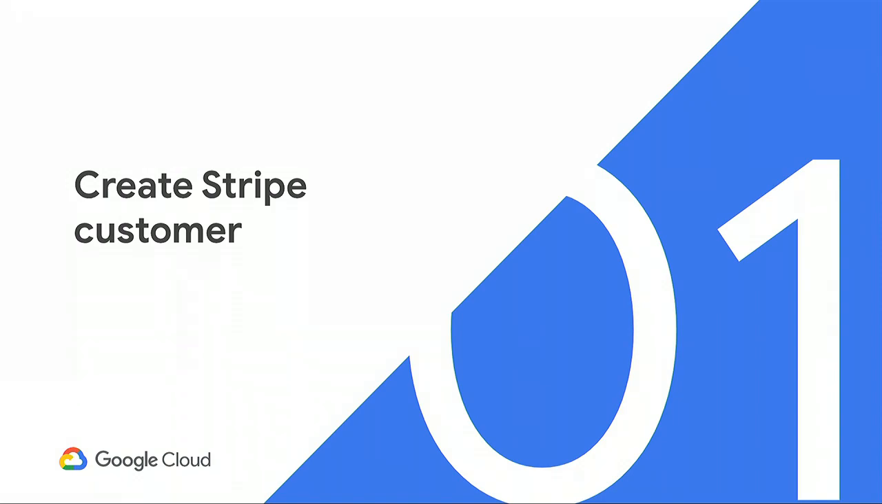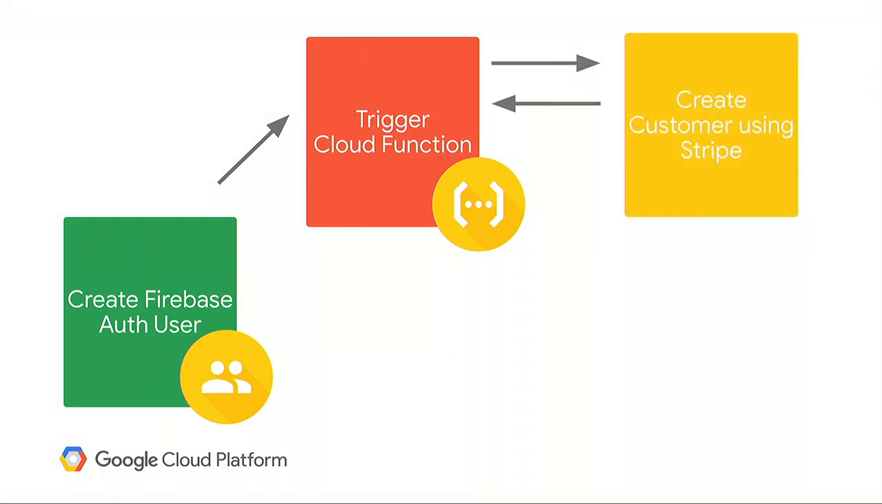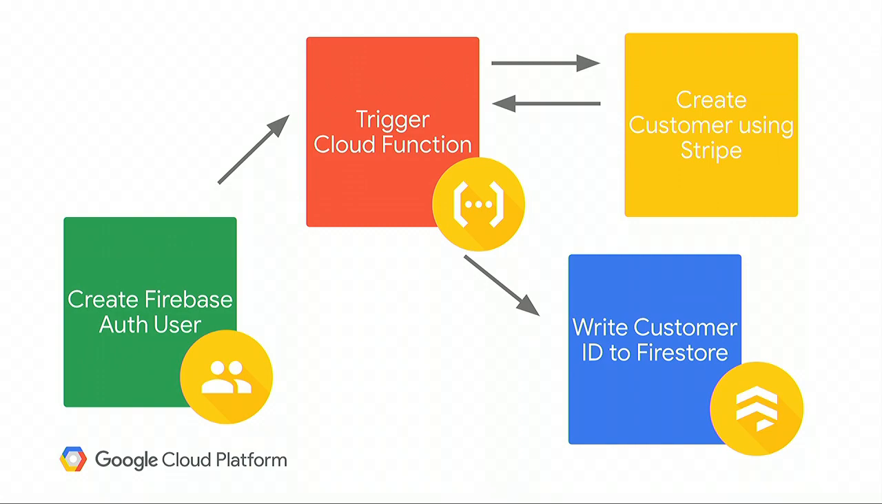So let's go into the first step of creating a Stripe customer. The way that this will work is the user will log in and create a Firebase Auth user. From there, we'll go ahead and trigger a cloud function based on the creation of that user. Then we'll talk to the Stripe SDK and wait for the data to come back in the cloud function. Then, with the data back, we'll write that to Cloud Firestore so that we can use it later.